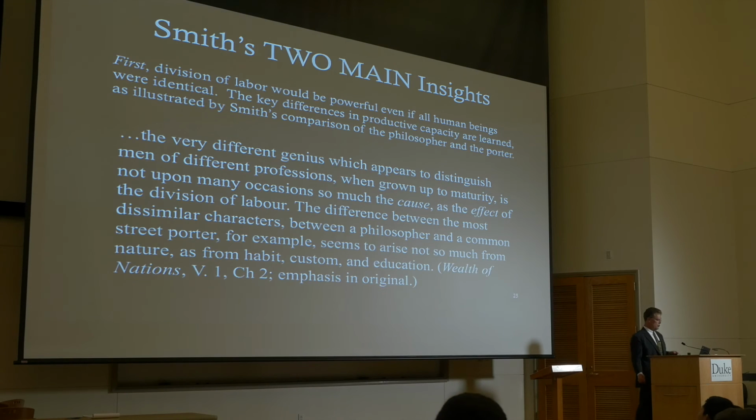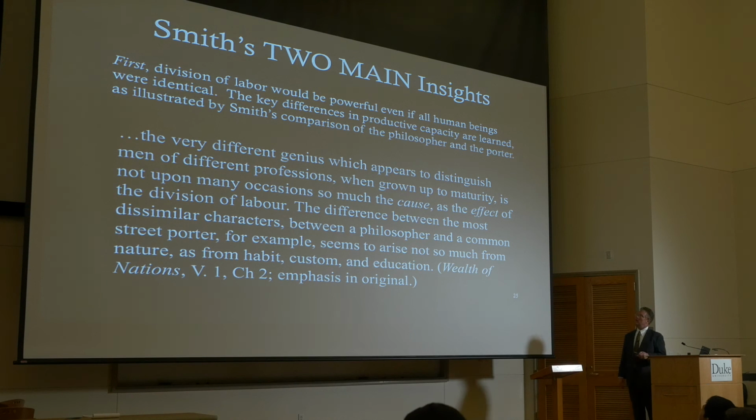So Smith's two main insights are, first, division of labor would be powerful even if all human beings were clones. And he gives an example of what he calls the philosopher and the porter. And this would totally be the sort of question that you might expect on the midterm, is about Smith's philosopher and the porter. This is from Adam Smith.